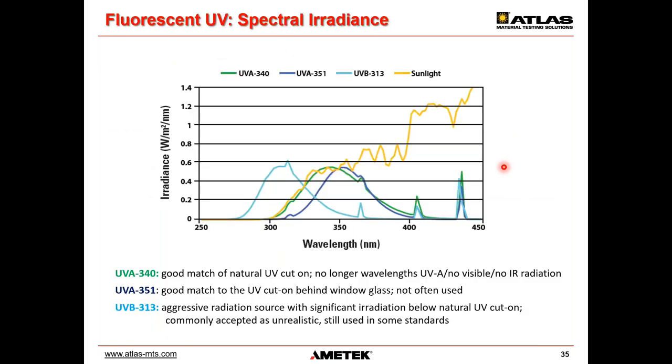But here comes the major difference. When you install a UVB 313 lamp, you have a very aggressive spectrum. Some standards still request that spectrum, although we say it's unnatural and typically provides low correlation to your natural comparisons. And the UVA 340 is the green curve. This has a very nice match to natural sunlight in the short wavelength and the first part of the UVA. And the second part of the UVA is almost missing, and then just two peaks in the visible. So when you have materials that are sensitive in this long wavelength UVA range, you underexpose, you underestimate the real degradation occurring in nature, because nature is harsher in this UVA range.